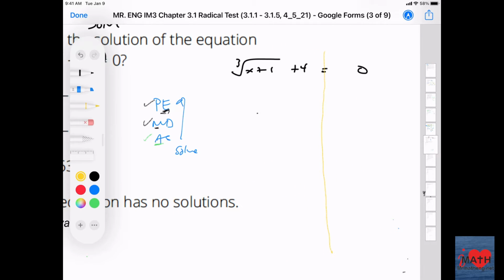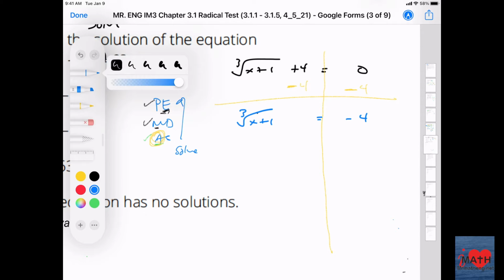I have here PEMDAS. Remember, when you're solving, you're actually going from the bottom to the top. So here I have addition, so I'm going to subtract, or the opposite is subtracting. So I have the cube root of x plus 1 equals negative 4. The next thing I'm going to do is, now that the radical sign is isolated, meaning there is nothing in front or behind this, I'm going to identify the root, and I'm going to take the power of 3 to each side.